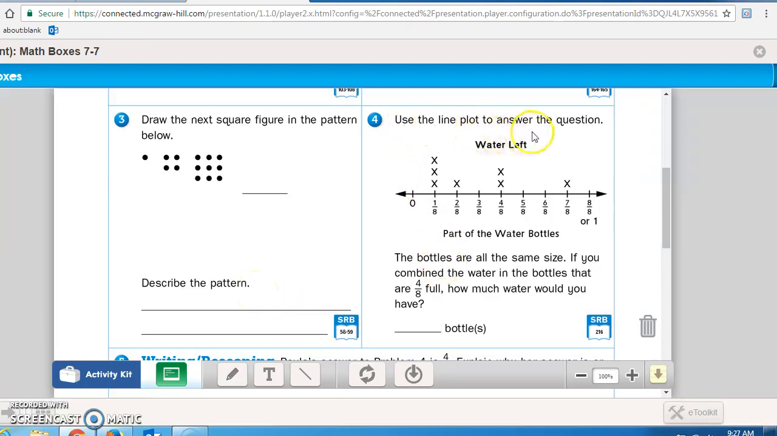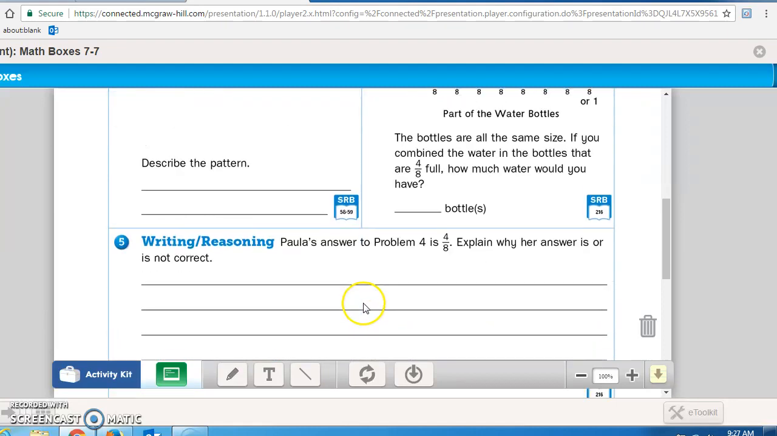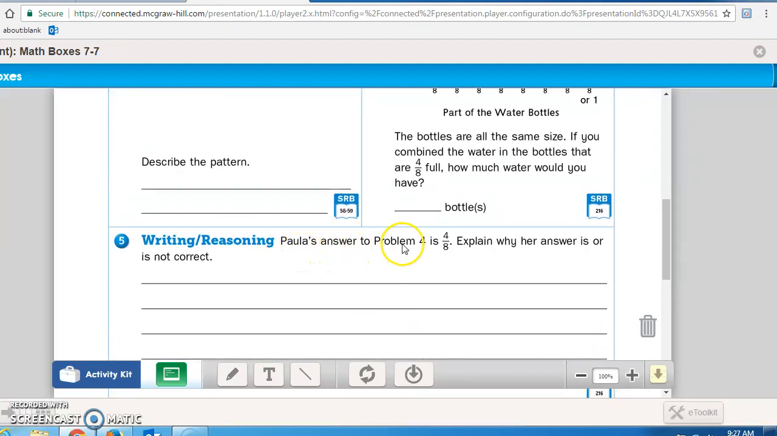Number 4. Use this line plot to answer the question. This says water left in part of the water bottles. The bottles are all the same size. If you combine the water in the bottles that are 4/8 full, how much water would you have? How many bottles? And number 5, Paula's answer to problem 4 is 4/8. Explain why her answer is or is not correct. Pause the recording, do Math Journal page 247, and then check it in the answer key.